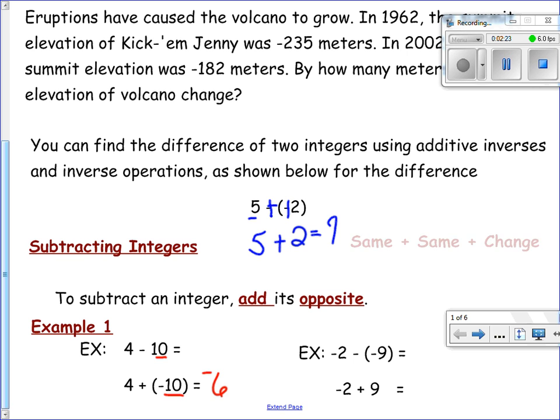Now, you can either say in your head, same, change. You change the negative to a plus, and then change the negative to a positive. So you have same, change. Or you can add the opposite. Notice that they are different signs. 9 minus 2 is 7, and it will be a positive 7 because 9 is larger than 2.